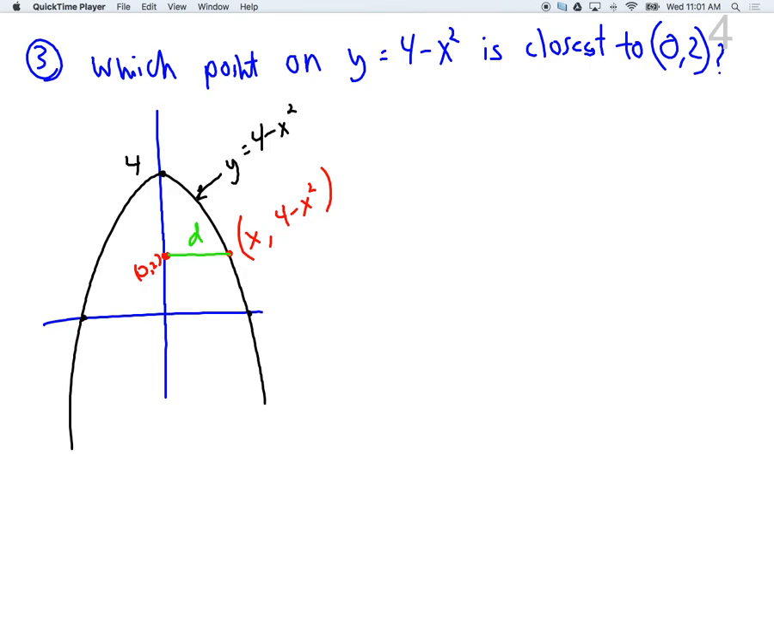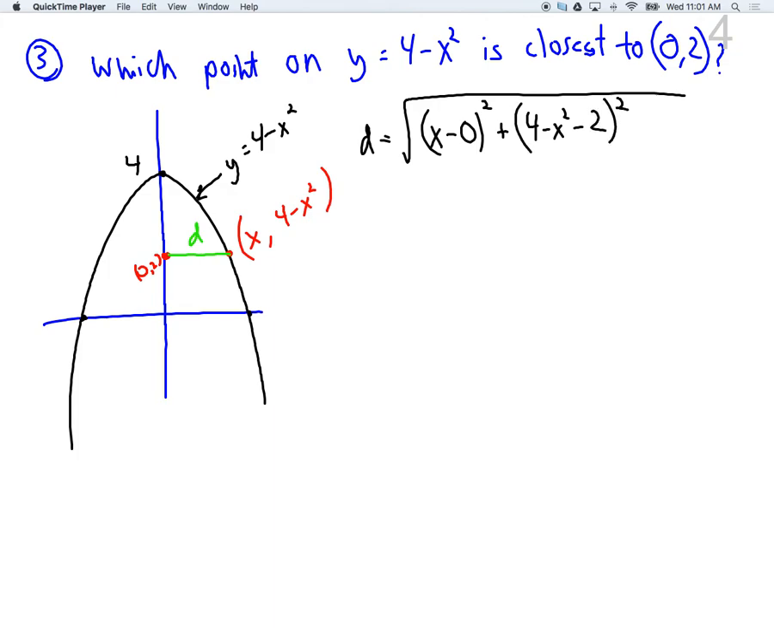And you all know the distance formula, right? Distance is equal to the square root of (x minus 0) quantity squared plus (4 minus x squared minus 2) quantity squared. Easy peasy. Now here's the cool thing. We're going to end up multiplying that thing out to make it easier.